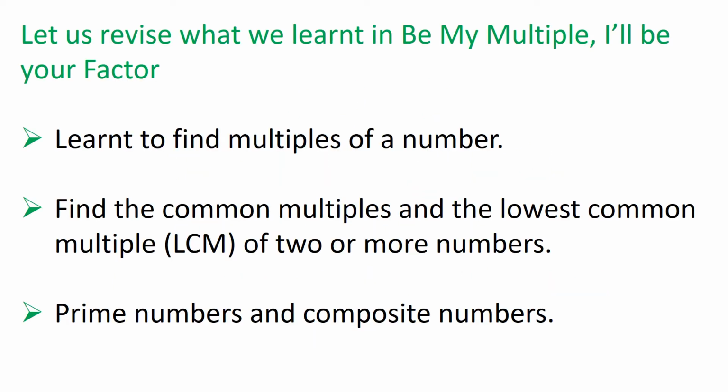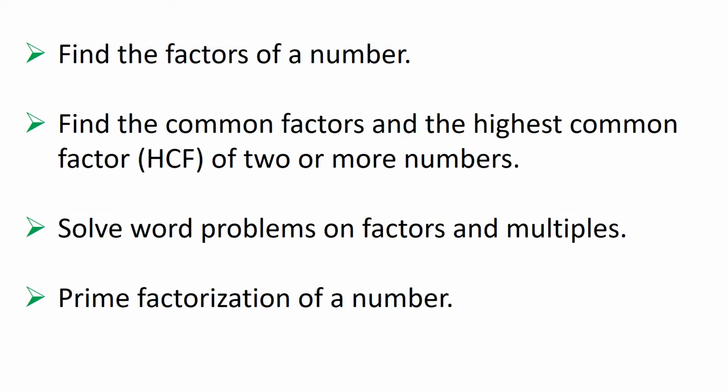Children, let us now revise what we did in chapter number 6, Be My Multiple, I'll Be Your Factor. You learned to find the multiples of a number, then you learned to find the common multiples and the lowest common multiple, that is the LCM of two or more numbers. Then you learned what are prime numbers and composite numbers.